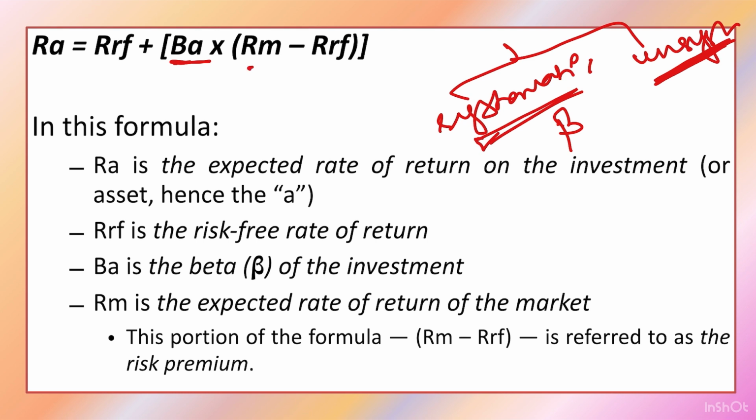And then we have the expected return of the market. Rm is your expected rate of return of the market, and this is again your risk premium.